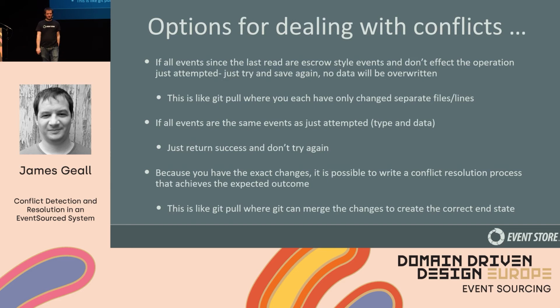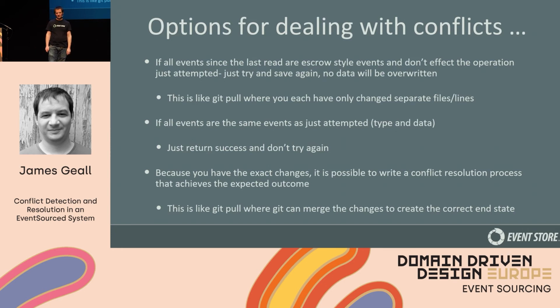If all events are the same as what you just attempted, or even if not all of them are, if the events that you're trying to write are included in the set of events that have changed since you last read state, just return success. Don't try again. That's where two of you have made two commits and have exactly the same changes. Very easy to merge. No one cares. It's the right state.